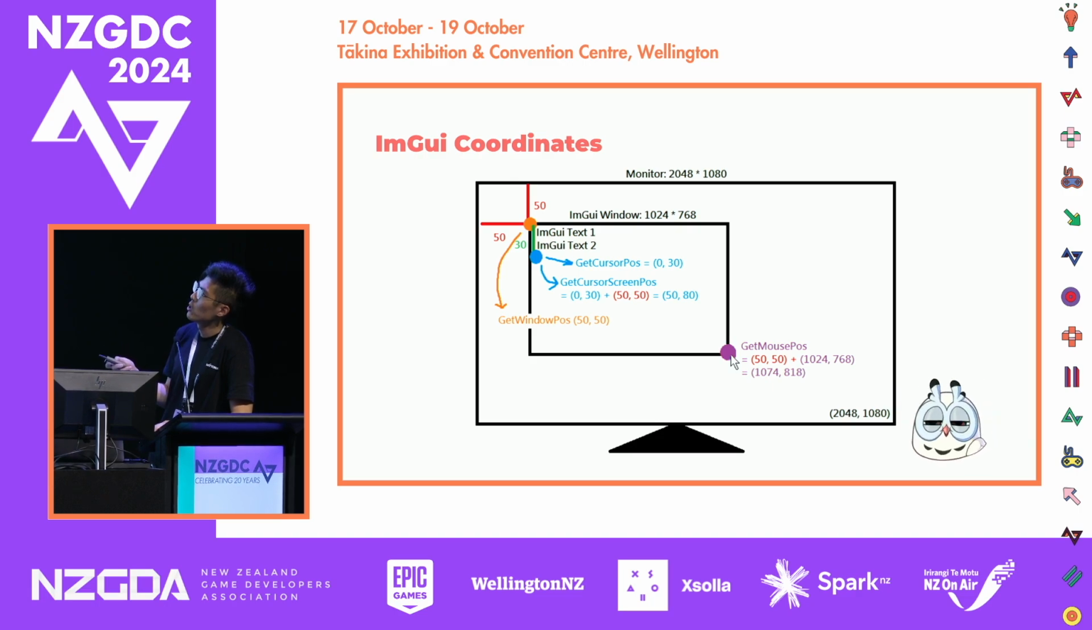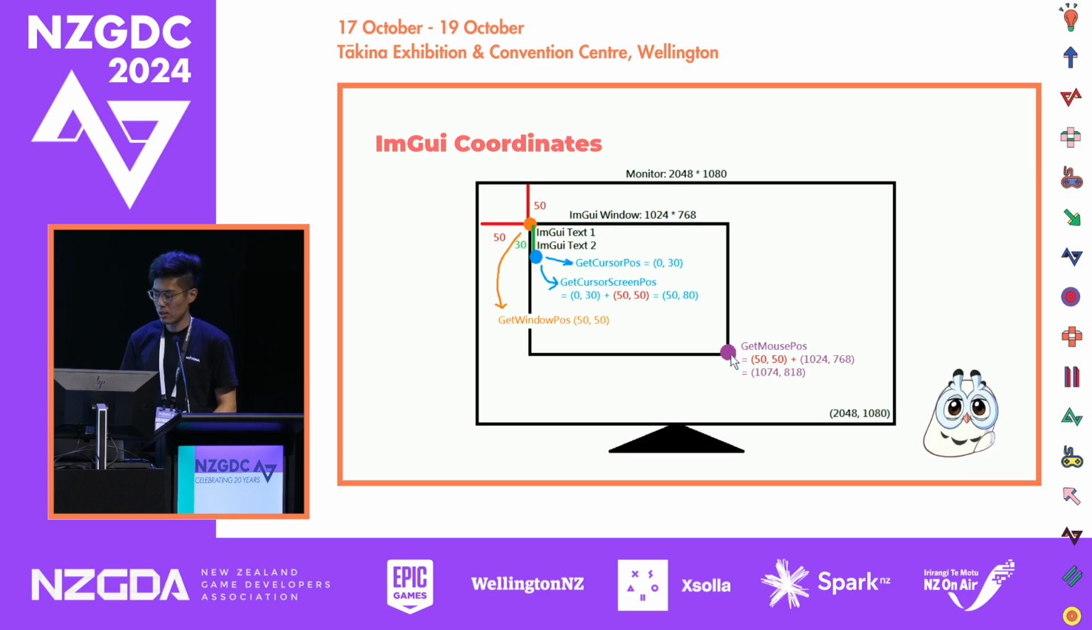The position of your window is returned by this function, GetWindowPos. And we have 2 texts inside it, which take up 30 pixels. If you wanna get your drawing cursor position, you call this function. It returns the drawing cursor in window space, which is relative to your ImGui window. If you want it in screen space, there's another function, GetCursorScreenPos. And to get your mouse cursor position, which we're gonna use for recording the start and end coordinates, we use GetMousePos, which returns the position in screen space.